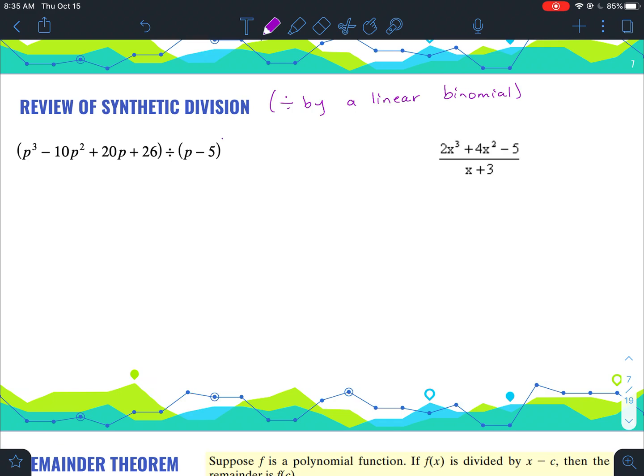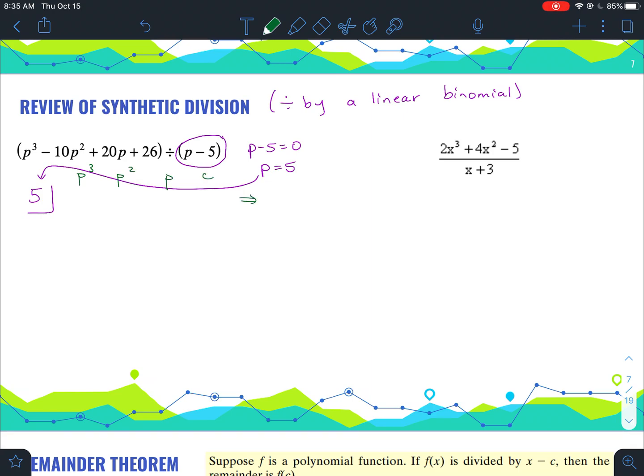So synthetic division, you would take the term that you're dividing by. In this problem, we're dividing by p minus 5. You would take the p minus 5, set it equal to 0, and you get p equals 5. That's the number that's going to go in what I call the house. I don't know what it's actually called, so I'm going to take that 5 and put it in the house. And then we started with the p to the third, so we have p to the third, p squared, p, and then a constant.